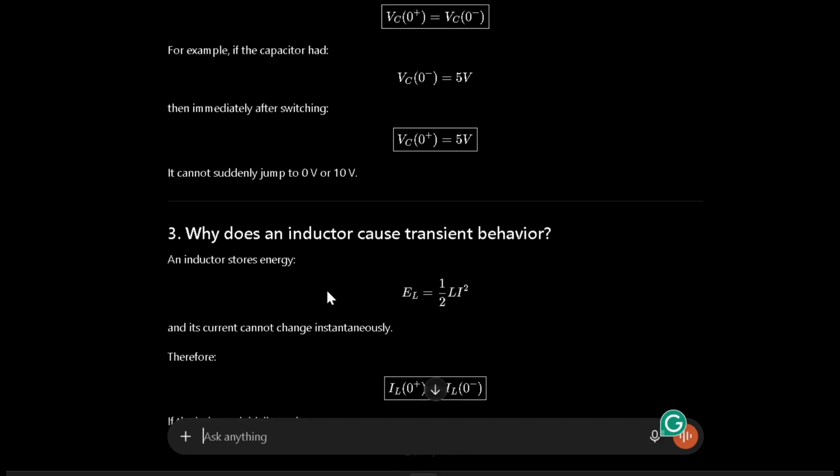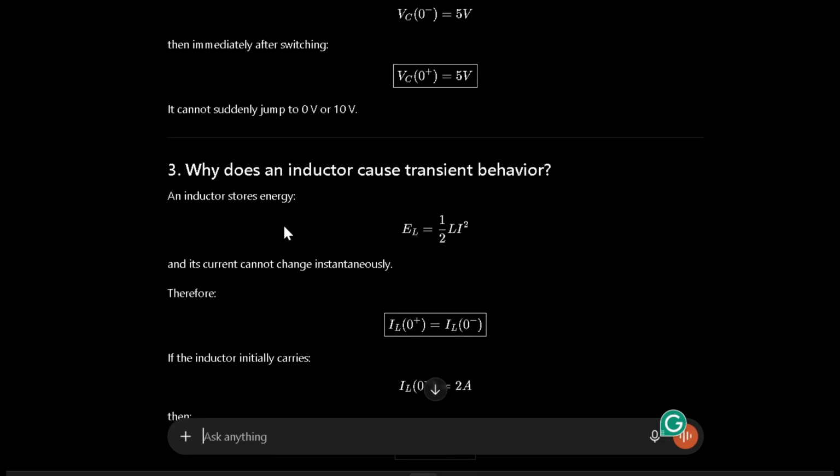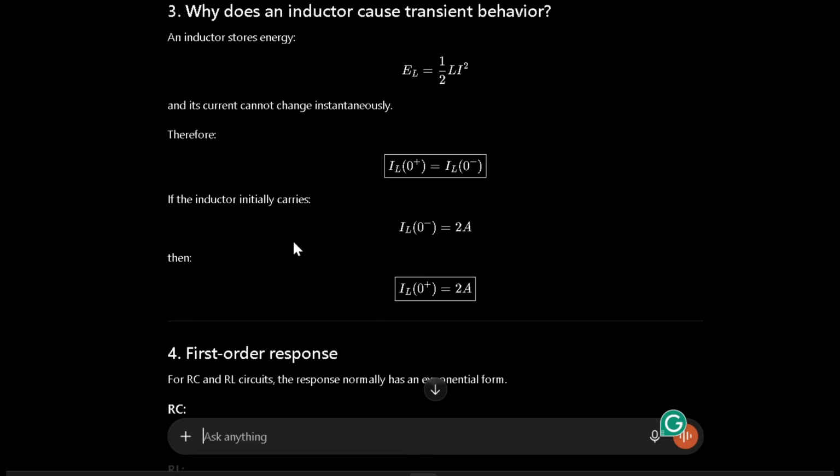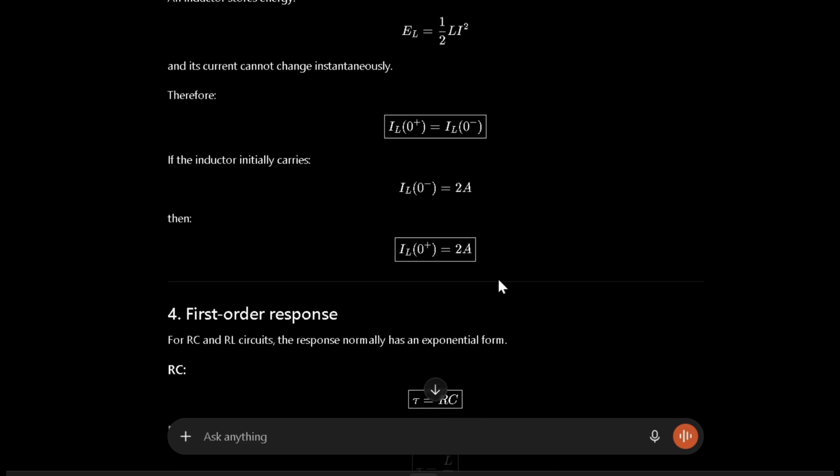Why does an inductor cause a transient behavior? An inductor stores energy equal to half L I squared, and its current cannot change instantaneously. IL at 0 plus equals IL at 0 minus. If the inductor initially carries 2 amperes, then after switching on it carries 2 amperes. It doesn't change.